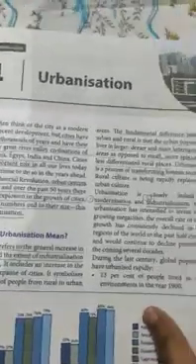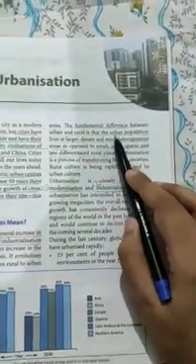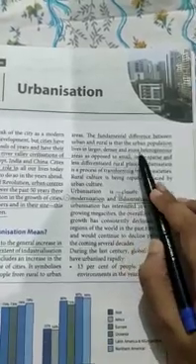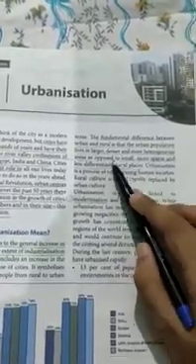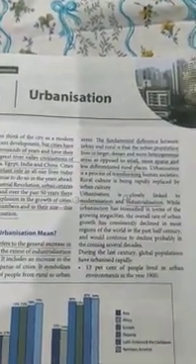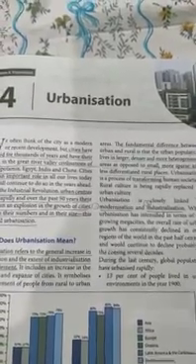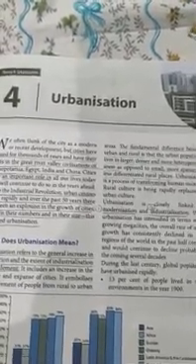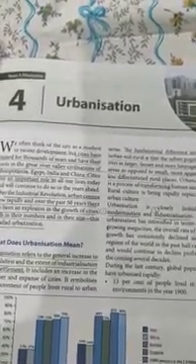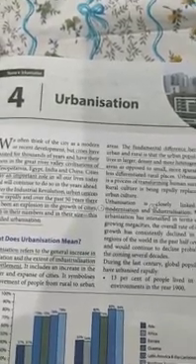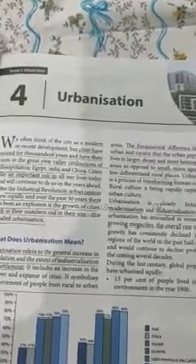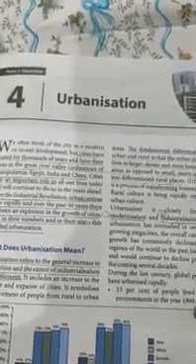The fundamental difference between urban and rural is that the urban population lives in larger, denser and more heterogeneous areas as opposed to smaller, more sparse and less differentiated rural places. So what is the fundamental difference between urban and rural? The urban population lives in larger, denser and more heterogeneous areas, whereas rural places are small, more sparse and less differentiated.